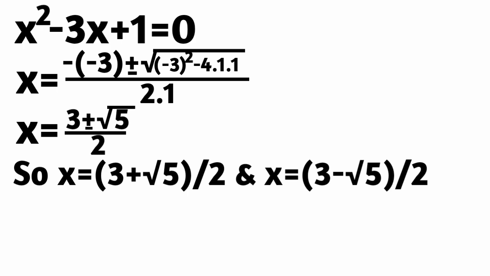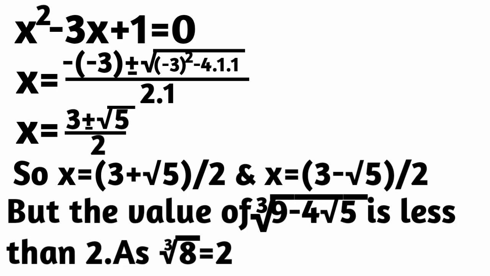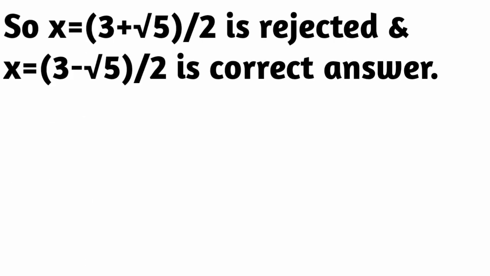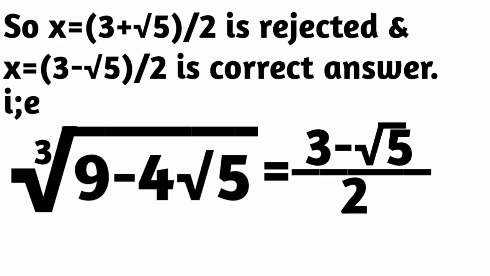That means the value of 3 plus root 5 divided by 2 is more than 2, and the value of the other x, 3 minus root 5 divided by 2, is less than 2. But the value of the cube root of 9 minus 4 root 5 is less than 2, because the cube root of 8 is 2. So we have to take only one value, 3 minus root 5 divided by 2, as the correct answer, and the other value is rejected. And so the cube root of 9 minus 4 root 5 is 3 minus root 5 divided by 2.